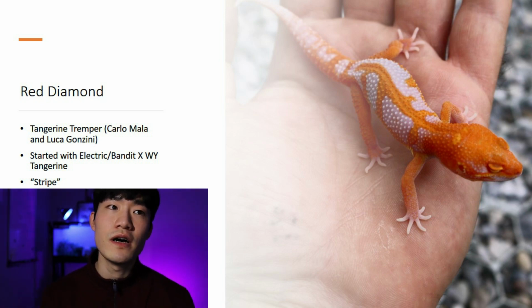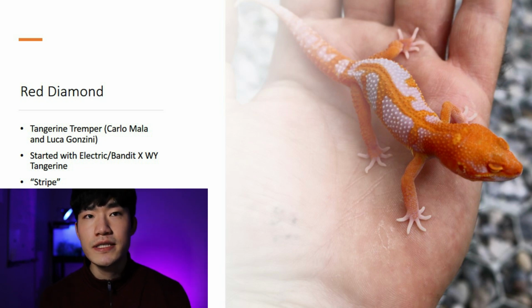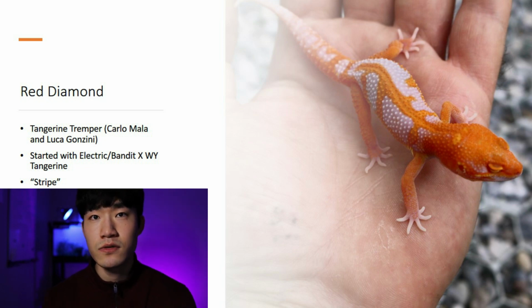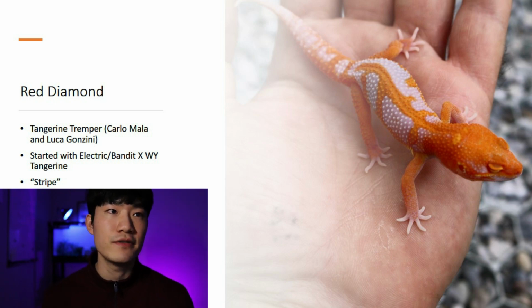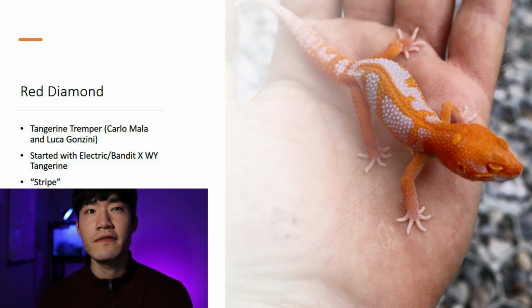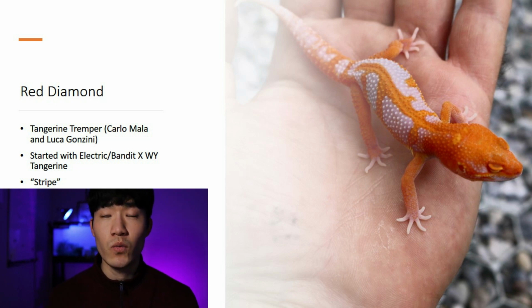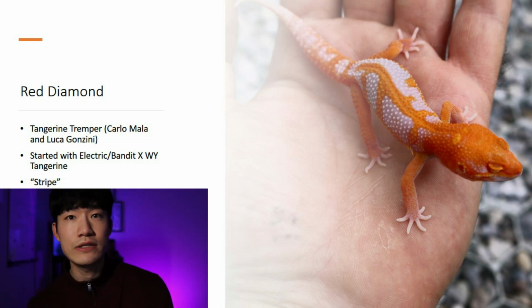So I really love them, but the genetics in the red diamond is just going to be the albino, tremper albino, and some tangerines that they came up with for this line. But basically think of it as a striped white pattern with the orange color. That's the best way to describe it.